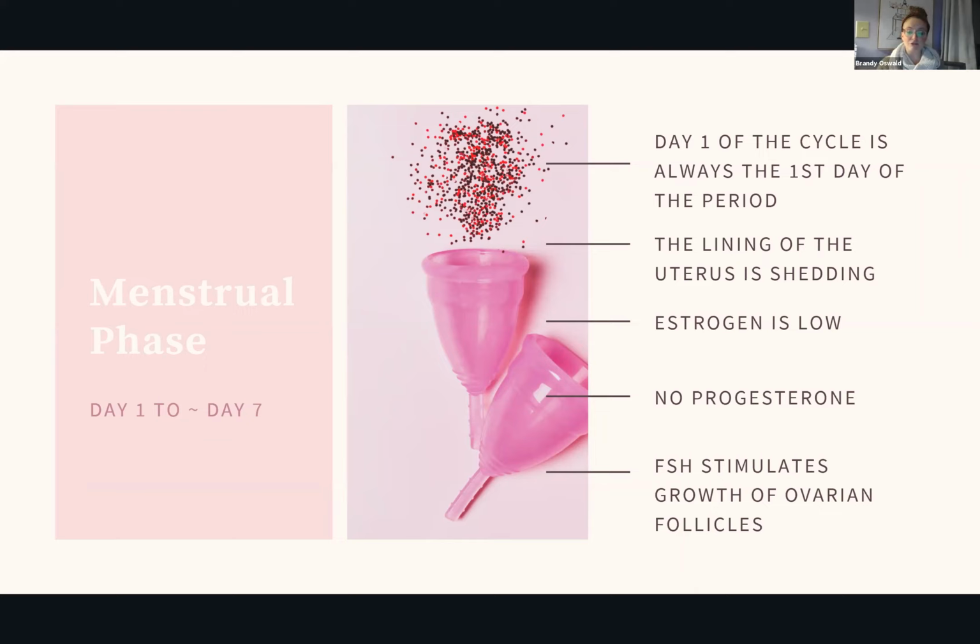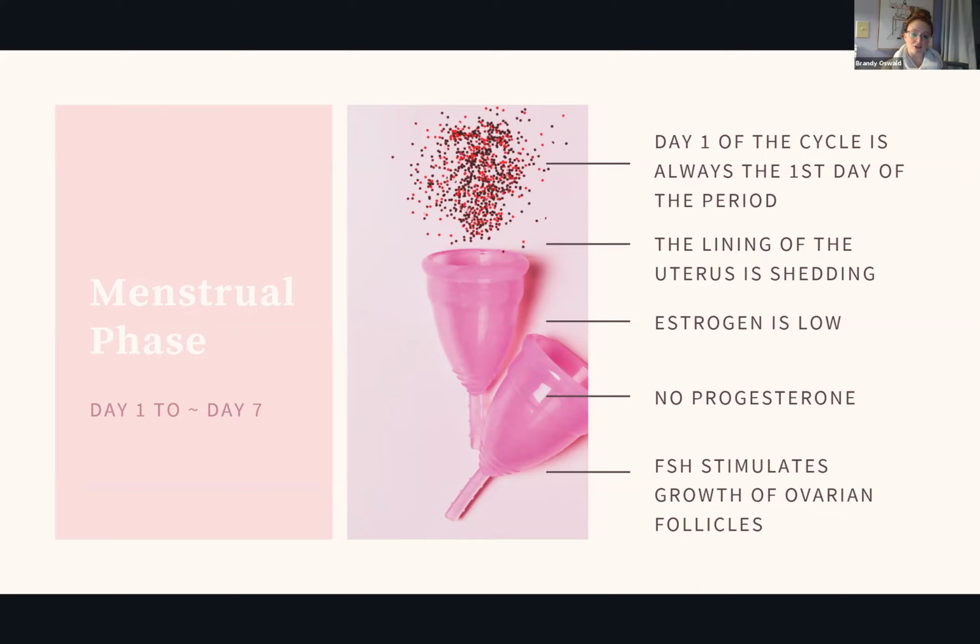During the menstrual phase, estrogen is low. It's the lowest it will be all cycle. And there is no progesterone production whatsoever. It's during this phase that the low estrogen actually triggers a hormone called follicle stimulating hormone, or FSH, to be produced so that it stimulates the growth of follicles in the ovaries. So follicle stimulating hormone references the stimulation of ovarian follicles, AKA eggs. So that's what's happening during this menstrual phase.